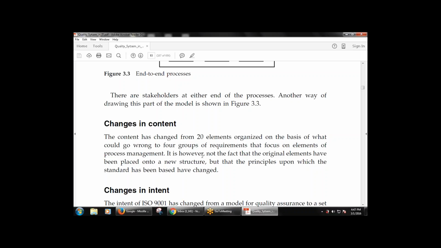It is not just that the original elements have been placed on a new structure, but that the principle upon which the standards are based has changed.